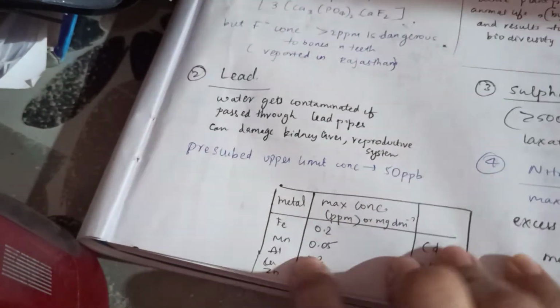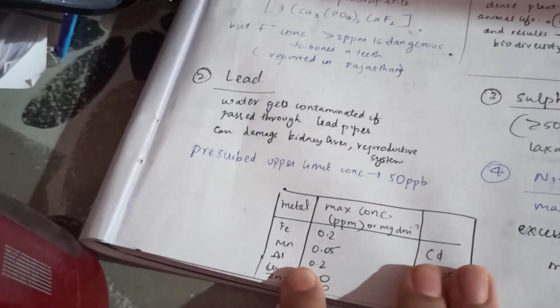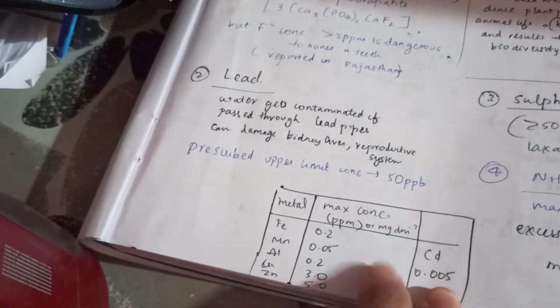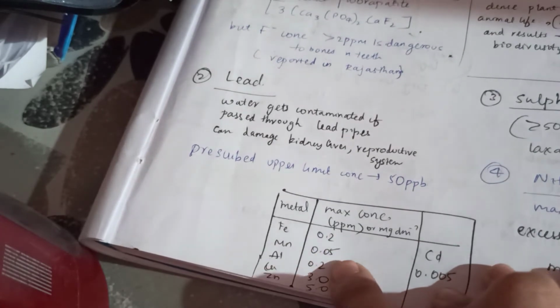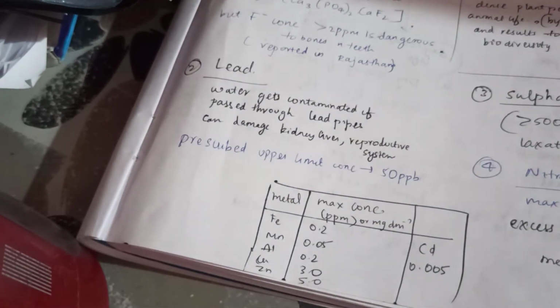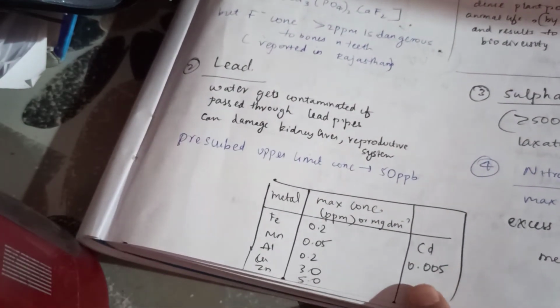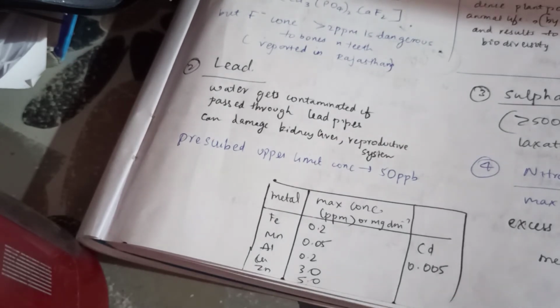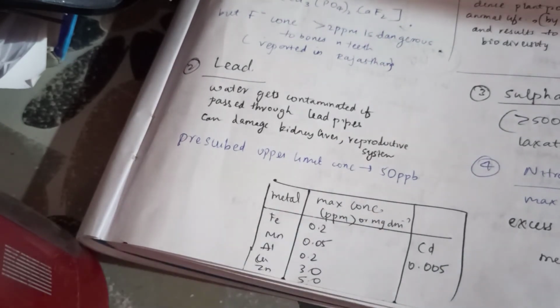See here I wrote the metals: iron, manganese, aluminium, copper, zinc. And their maximum concentrations are 0.2, 0.05, 0.2, 3 and 5. And here I wrote cadmium. It is 0.05 parts per million. Okay. Remember this table. Just look at it once before the day of the exam, because if you read now and leave it completely, then it is a waste of time. You may not memorize it for the exam. That's why read it before the day of the exam.